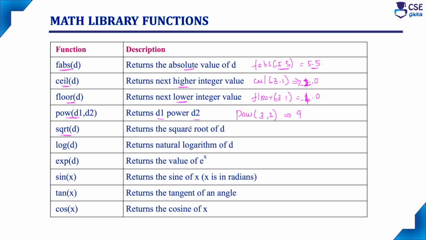sqrt of D returns the square root value of D. The function is sqrt of 4, the square root of 4 is 2. And log of D will return the natural logarithmic value of D. And exp of D will return the exponential value of D.